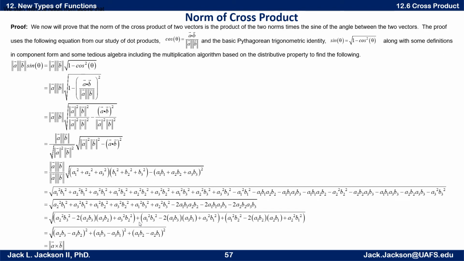a trinomial square. See, that's a square of A2B3. That's a square of A3B2. And the middle is these two multiplied together and doubled. So when we factor that, it factors as a binomial squared. And that's true for every one of these. This one is A1B3 square, that's A3B1 square, and multiply and double, you get the middle term. And similarly for the last one.